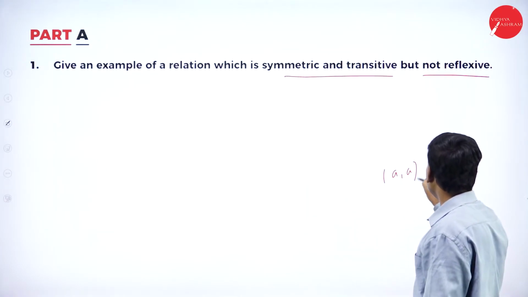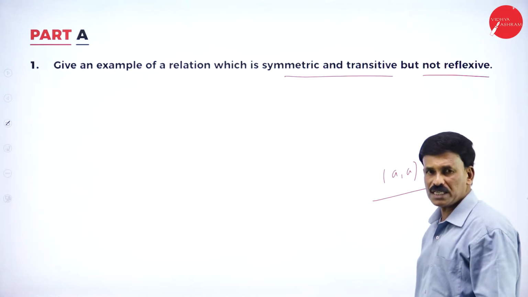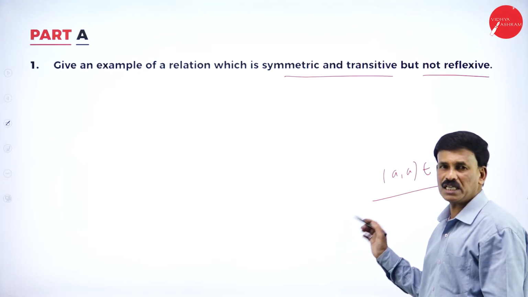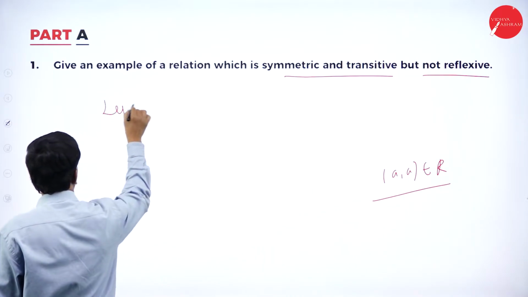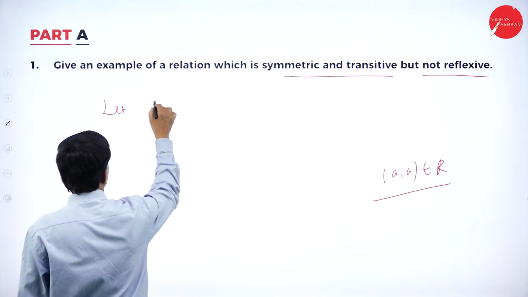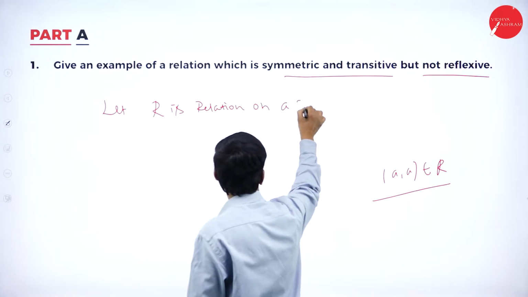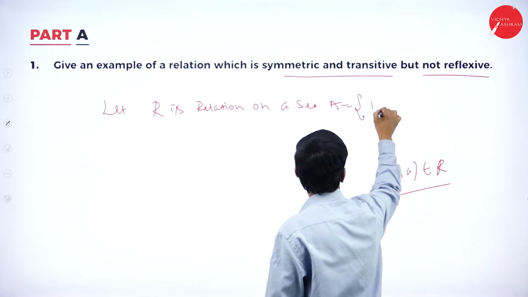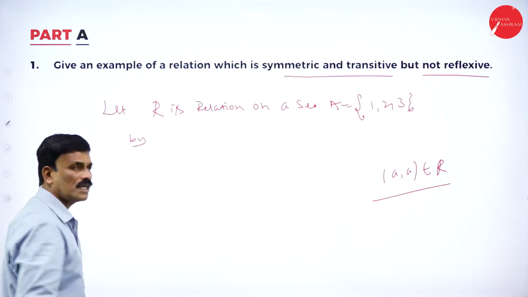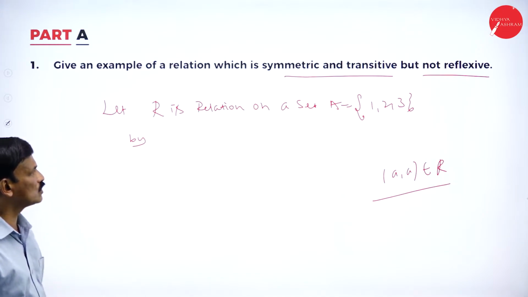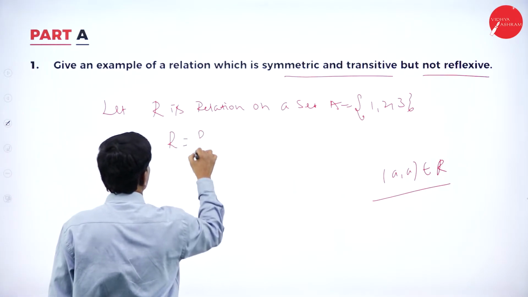Reflexive means (a, a) belongs to R. If (a, a) belongs to R, then it is reflexive. Now you have to give an example of a relation so that (a, a) does not belong to R. Let us define a relation R on a set A = {1, 2, 3}. The elements of the set are 1, 2, 3.